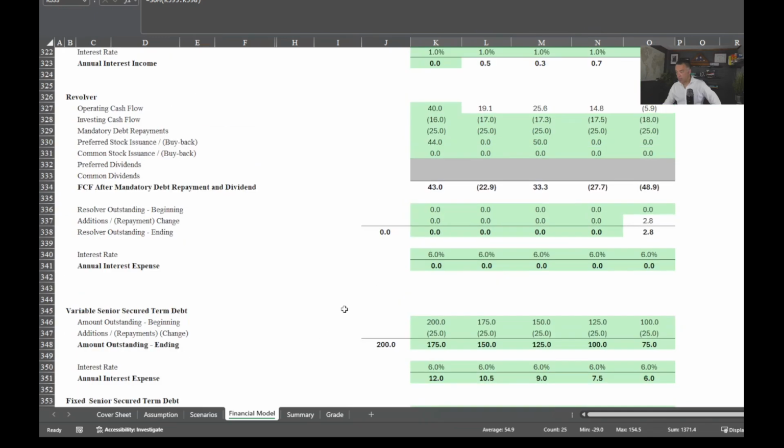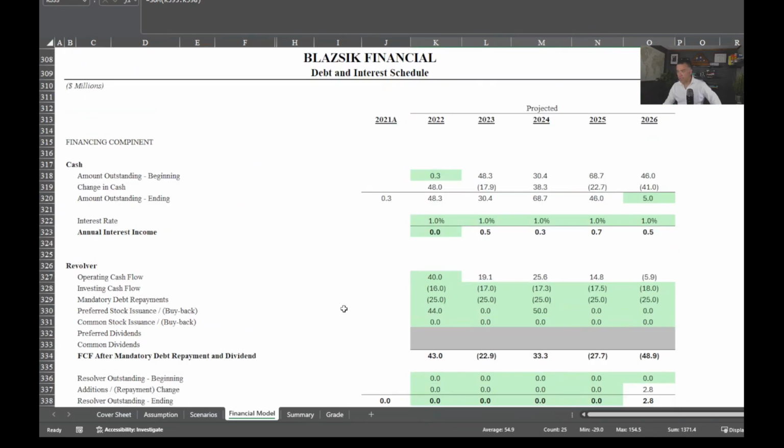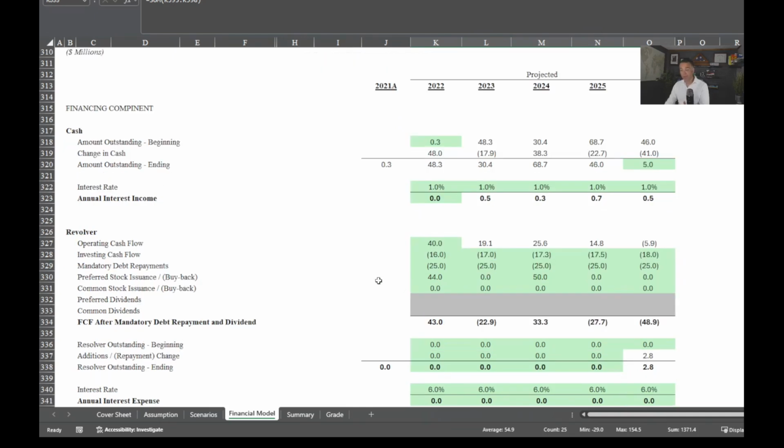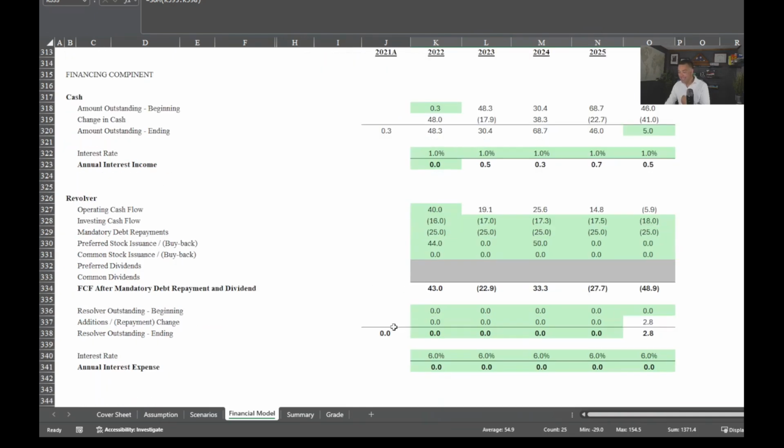Okay, so we're going to scroll up, and you want to see in your head: first thing is the debt schedule. Why the debt schedule? Because for us to solve the revolver, if we have a shortfall of cash and we have to have short-term debt, I have to know how much operating cash flow, investing, mandatory debt repayment. Are we issuing new stock, common and preferred, or are we buying it back? And then I want to know, are we paying out dividends? So this is going to be a positive or a negative, depending if it's cash outflow or inflow.